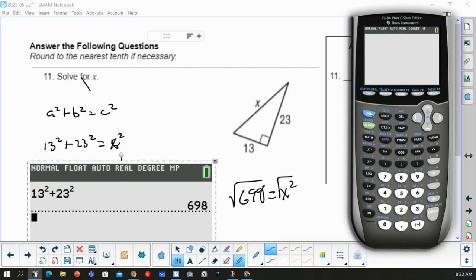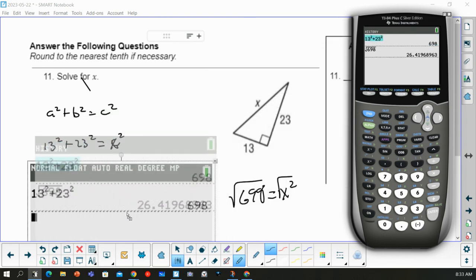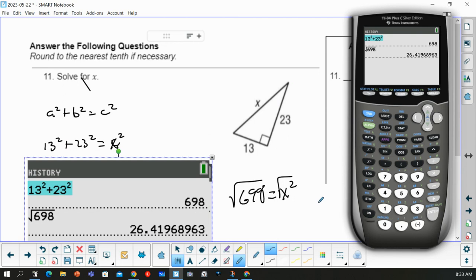So we're going to do second, and then we'll do square root. Right there, 698. And we get 26.41. All right, so you can see all the work, 13 squared plus 23 squared is 698. The square root of 698 is 26.41.